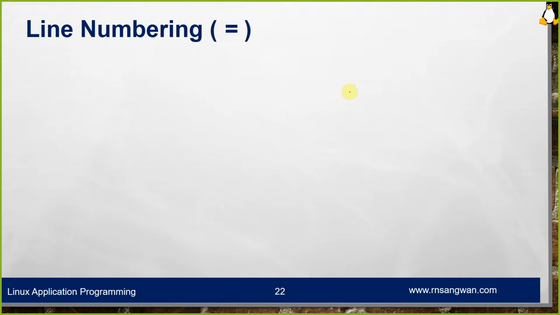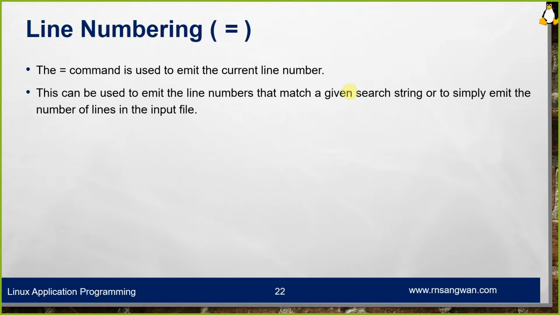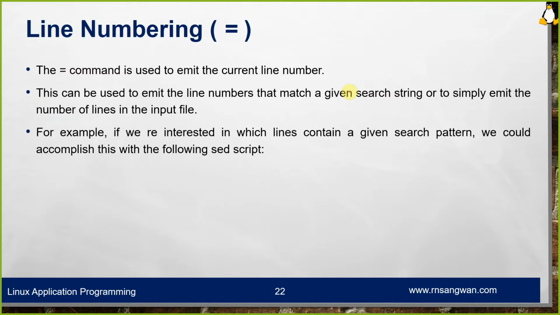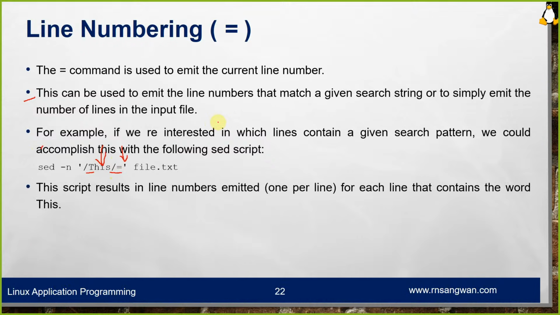Then we have line numbering, the equal sign. The equals command is used to emit the current line number. This can be used to emit the line numbers that match a given search string, or to simply emit the number of lines in the input file. For example, if we are interested in which line contains a given search pattern, we could accomplish this with this simple SED script. So -n, this, equals, which means search the word this and display the line number of that. This script results in the line number emitted, one per line, for each line that contains the word this.